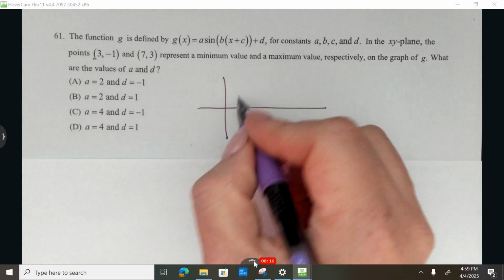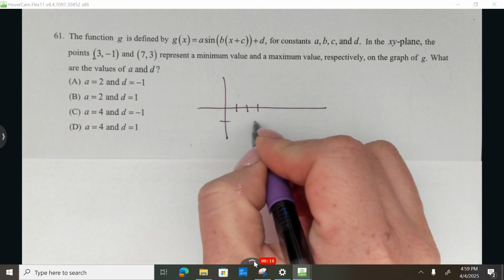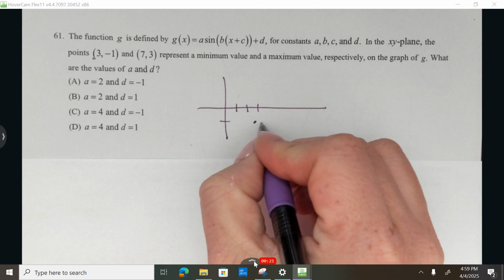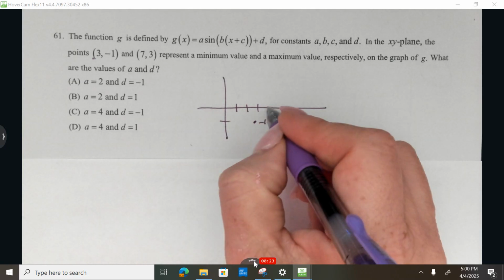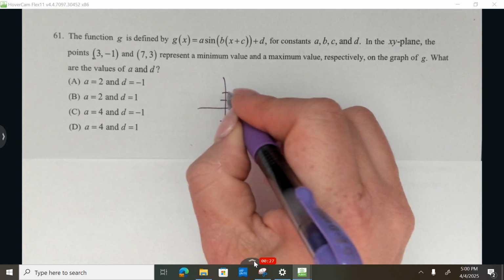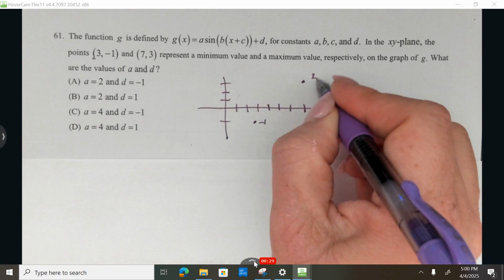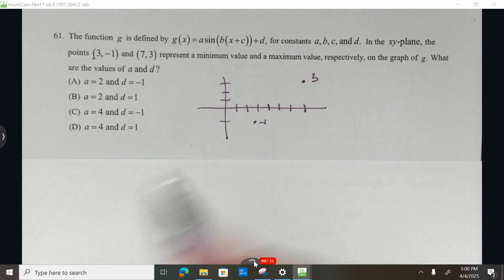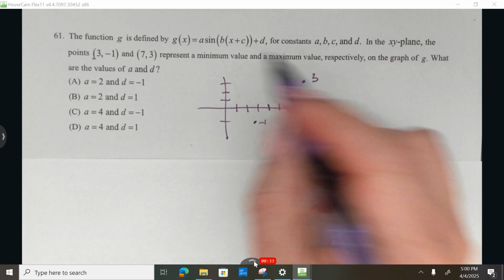I'm going to go 3 over and 1 down, 3 over and 1 down. This will represent that minimum value. And then I'm going to go over 7. So there's 3, 4, 5, 6, 7, and up 3. Okay, and so the first thing we're going to do is we can see that we have a sine curve here.